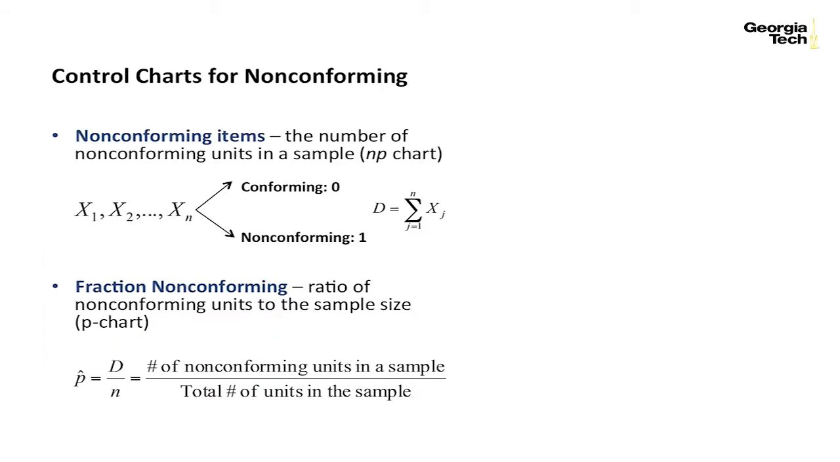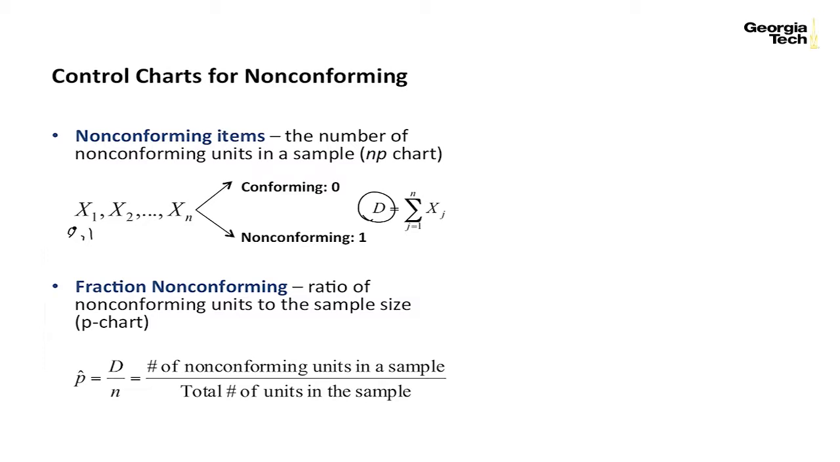So non-conforming items, so let's say we have a sample of n parts, and then we count the number of bad parts or non-conforming units. We denote it by D, as you can see, is the summation of xj in the sample, and x1 to xn is either 0 or 1. So if I want to count the number of non-conforming items, then I have summation of these 0 and 1s. This is the number of non-conforming items.